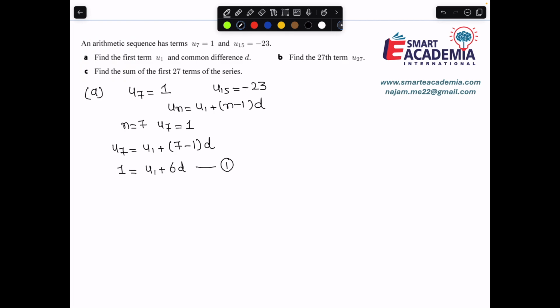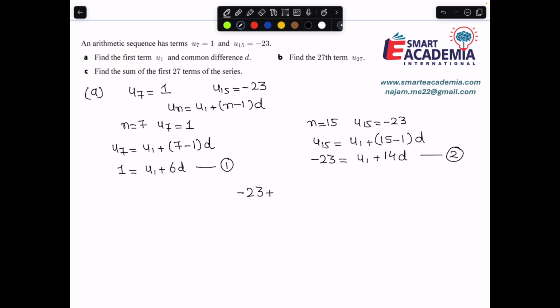The second equation I can find is by substituting n equals 15, where u of 15 is negative 23. So u of 15 will be equal to u1 plus 15 minus 1 into d. u of 15 here, as we know, is negative 23, equals u1 plus 14d. This is my second equation. Now, if I simply write these two equations on top of each other, I have negative 23 equals u1 plus 14d and 1 equals u1 plus 6d.